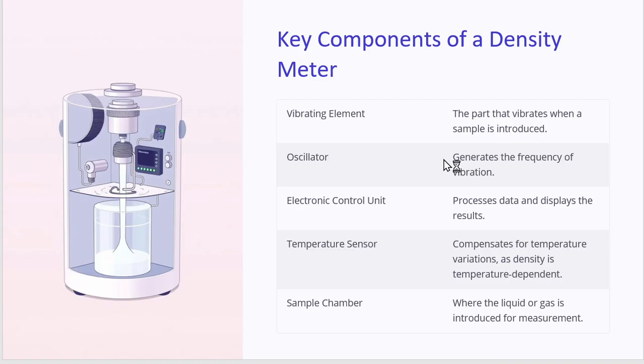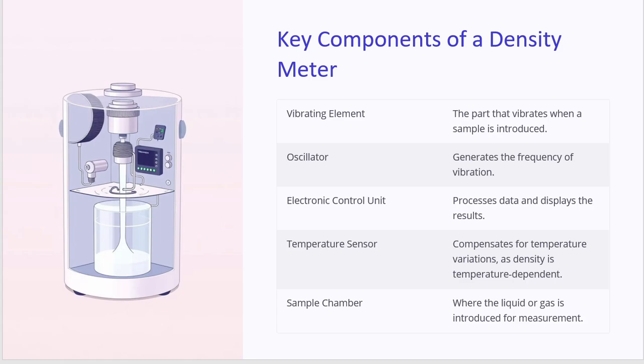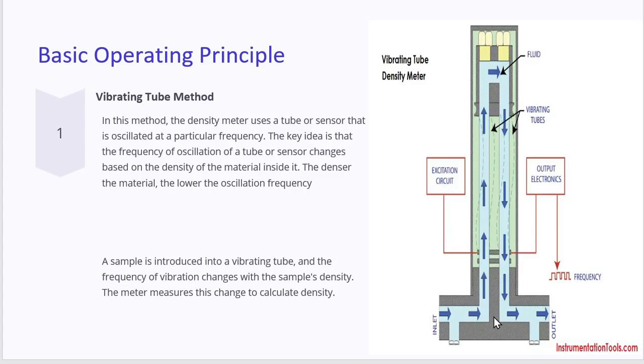If I talk about the vibrating element, the part that vibrates when the sample is introduced is called the vibrating element. When we talk about the oscillator, the oscillator generates the frequency of vibration. Electronic control unit, as we see here, there is an electronic control unit. The function of the electronic control unit is to process the data and display the result. The temperature sensor compensates for temperature variation, as density is temperature dependent. Sample chamber is where the liquid or gas is introduced for the measurement. Here, for example, there is a sample chamber. Here is an inlet and there is an outlet. That is a sample chamber.